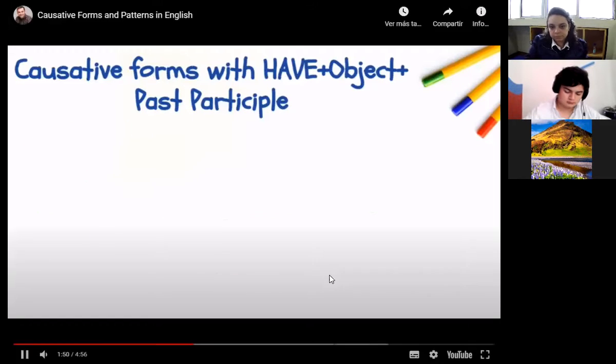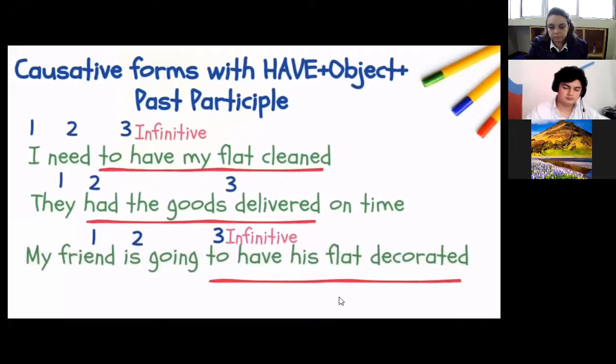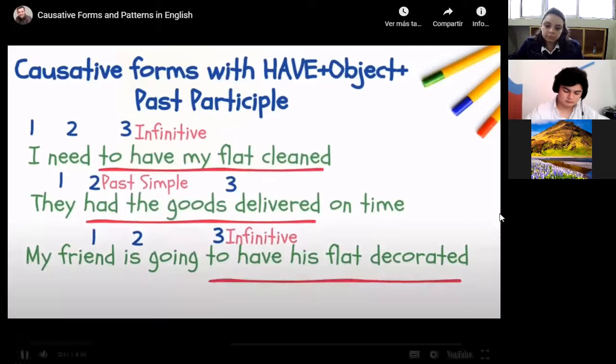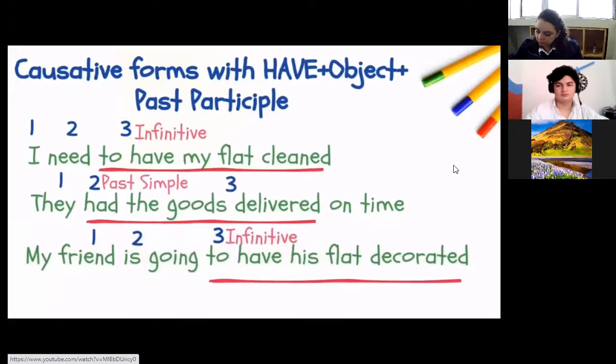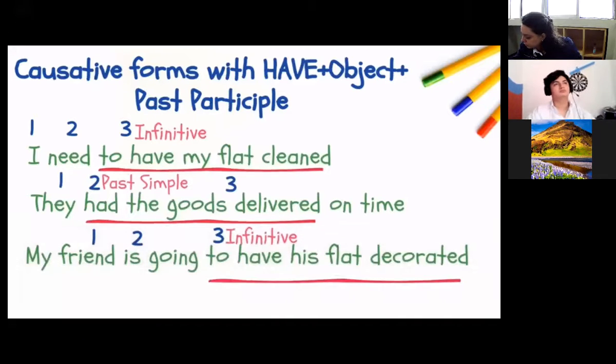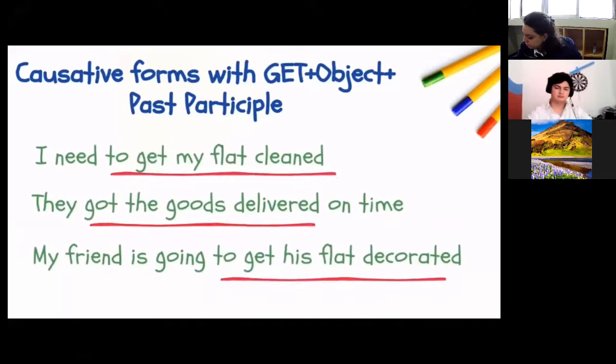And now let's take a look at the position of the structure in the sentence. In the first and in the third example, it is used as an object. In this case, it occupies the third syntactic position in the sentence, and the verb to have is the infinitive. But in the second example, they had the goods delivered on time, have is the predicate, and it's used in the past simple form. When have is the predicate, you can use this structure in different tenses. For example, they will have the goods delivered on time, they usually have the goods delivered on time, and so on. With this pattern, instead of have, you can also use the verb get in the same meaning.